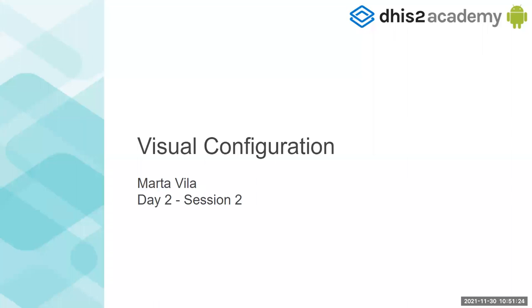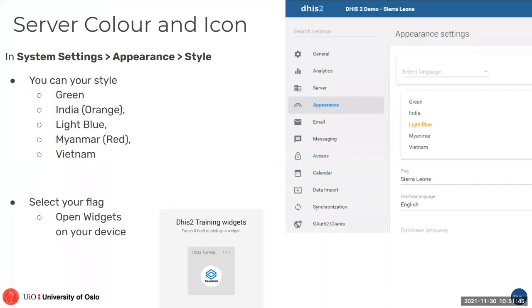So we are gonna talk now about the visual configurations of the Android application in terms of colors, use of icons, and different rendering types. I'm gonna have an intro and short demo of about 15 minutes, and then you will have time for the exercise or submission, which we think is very interesting. I hope you enjoy it. So first of all, server color and icon.